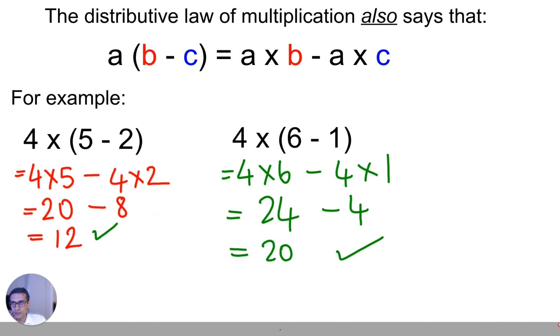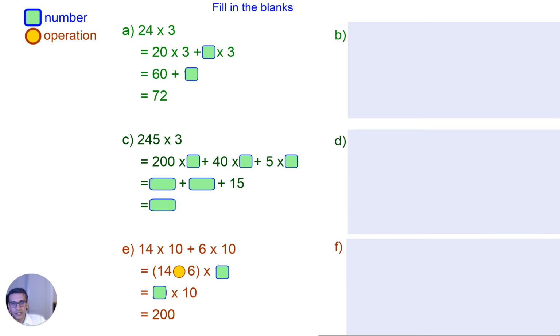Okay, let's keep moving on. What we have now is, if you fill in the blanks, what you're going to see here with these questions is the numbers have been decomposed a bit. So 24 is written as 20 plus 4. 24 times 3 is the same as 20 times 3 plus 4 times 3. Just written in a slightly different way. So here we can see 24 is 20 times 3 plus 4 times 3. And that becomes 60 plus 12.